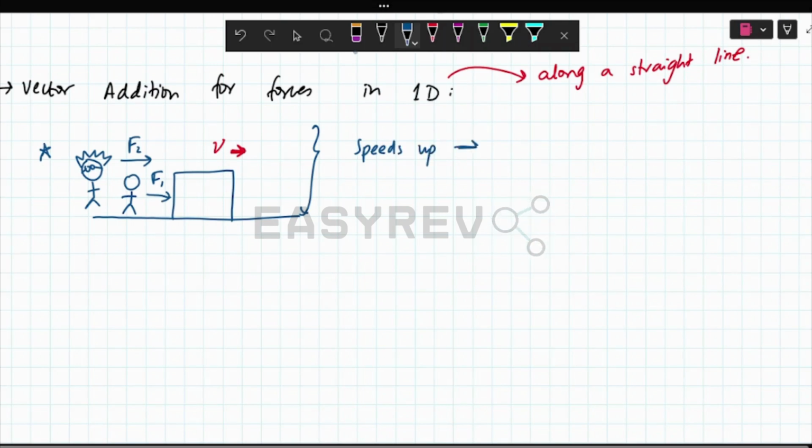So this physical effect of the object speeding up, what this means conceptually, or what this means mathematically, is that there is this reinforcing or this additive effect among the forces F1 and F2 when they're directed in the same direction. So there is an additive effect, I repeat. There is an additive effect when forces F1 and F2 are in the same direction.